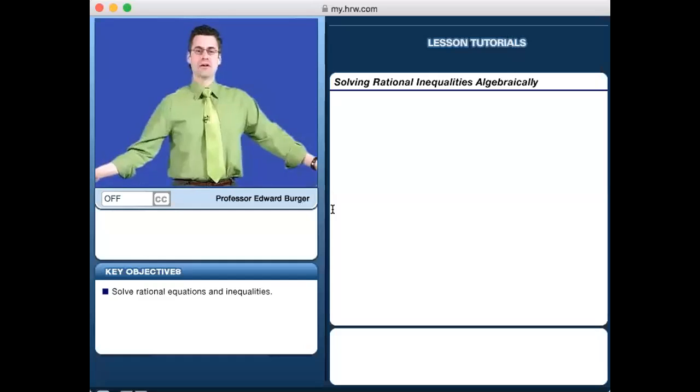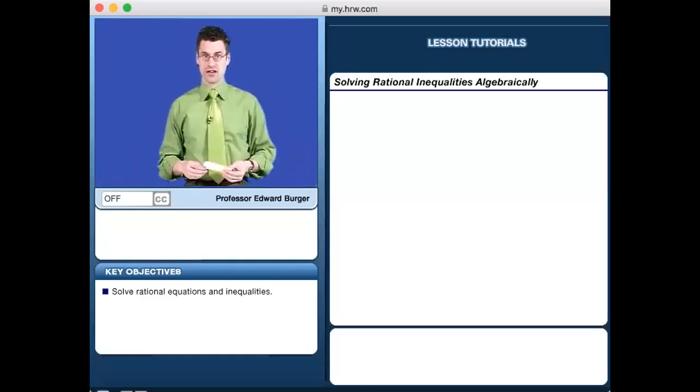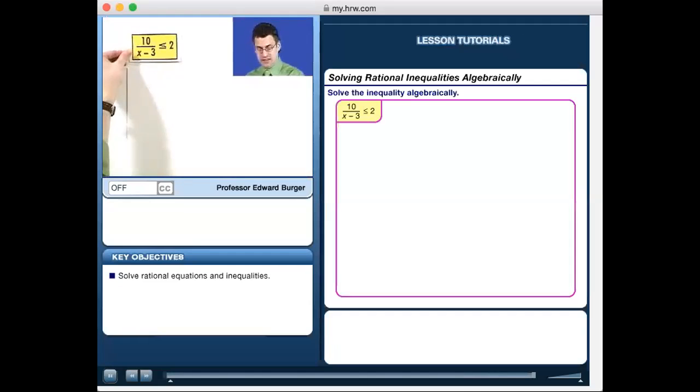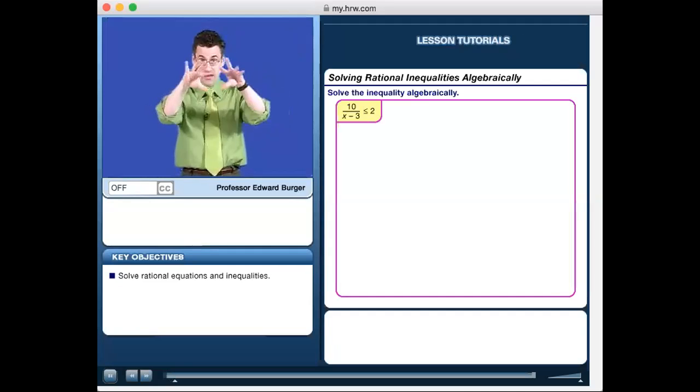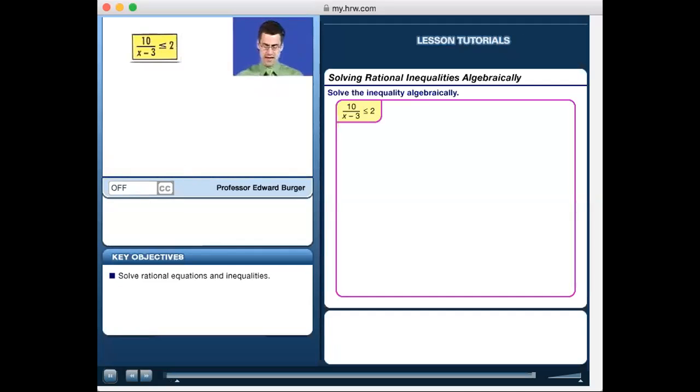All right, let's try to solve an inequality involving a rational expression for ourselves. Now, this is going to actually require a bit of thinking, so I want you to really focus. It's 10 divided by x minus 3 less than or equal to 2. If this were an equation, this wouldn't be nearly as big of a deal, but it's an inequality. Remember the big difference between inequalities and equations. In an inequality, if you multiply both sides by a negative number, then we have to reverse the inequality symbol.